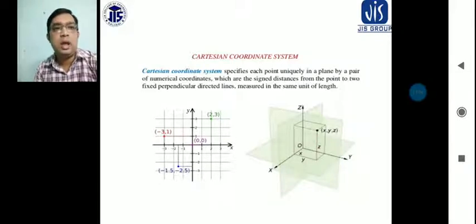These points are the pair of numerical coordinates which are the signed distances from the point to the fixed perpendicular directed lines, measured in the same unit of length. The same applies to the 3D figure, where there are x, y, and z axes. In 3D you also have to pay full attention to the length of the x axis, the length of the y axis, and likewise the z axis.